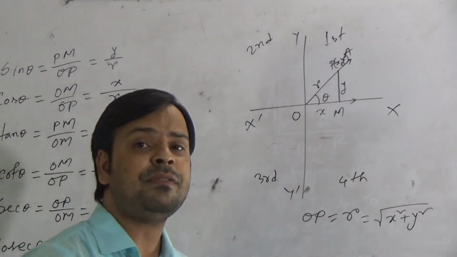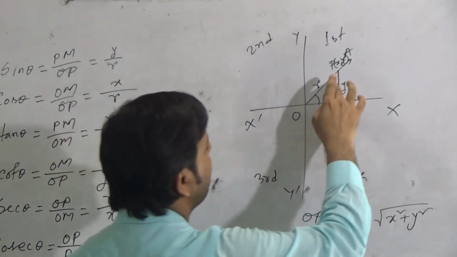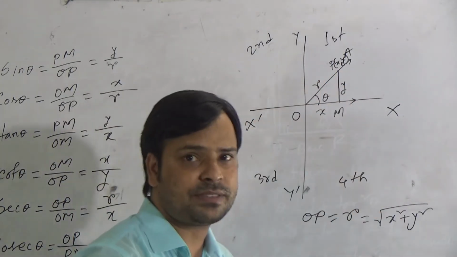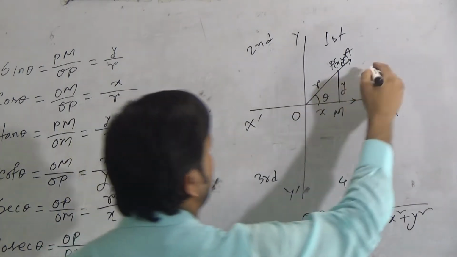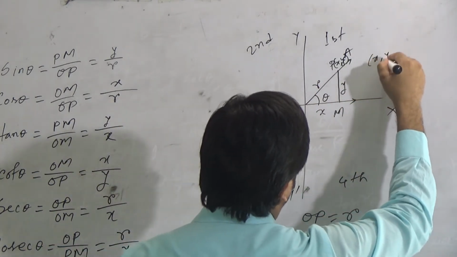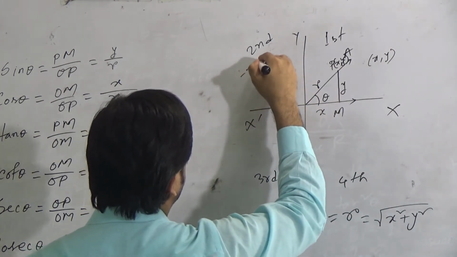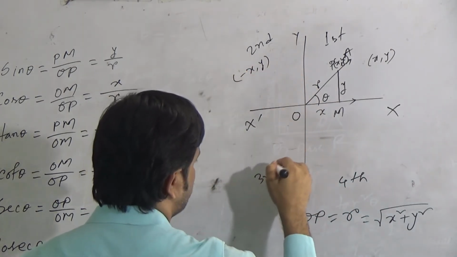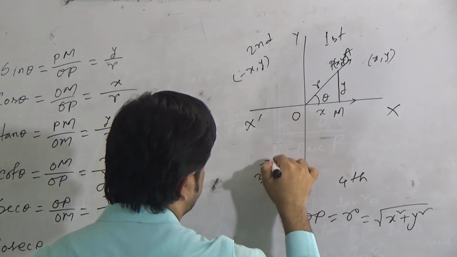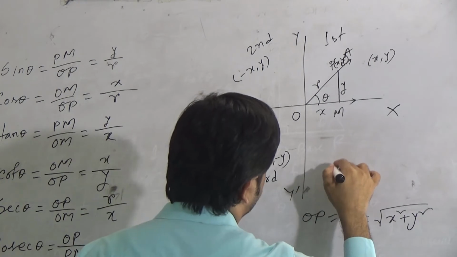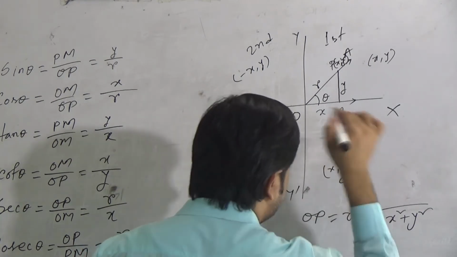Okay, now if the ray OA is in the first quadrant, both the coordinates x and y are positive. In the second quadrant, x is negative, y is positive. In the third quadrant, x is negative, y is also negative. In the fourth quadrant, x is positive but y is negative.